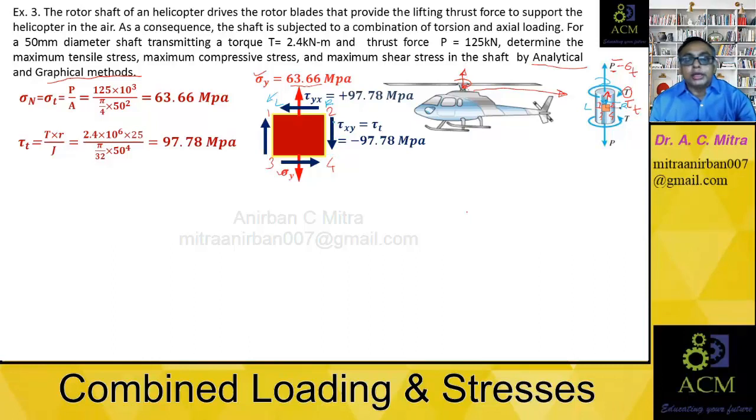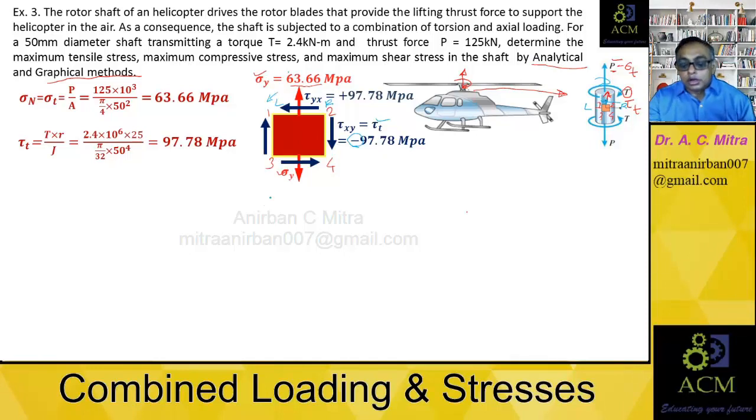We know that in the xy plane, that is in the vertical plane, if shear stress is applied in a clockwise direction, that will be considered as a negative value. So as it is in clockwise, we are considering it will be minus 97.78 at the xy plane, but at the yx plane it will be positive 97.78 megapascal. Shear stress, basically the torsional shear stress, and whatever the tensile stress we applied, that is along the y-axis, that's why it is called sigma y.